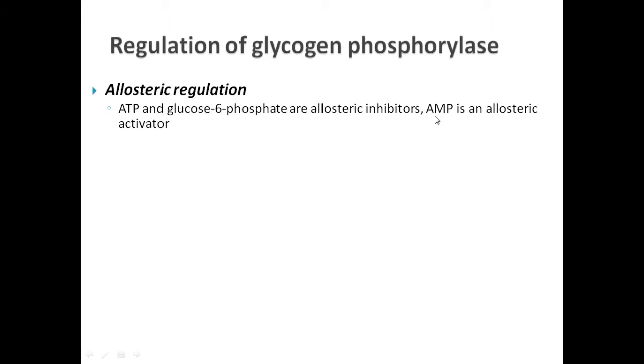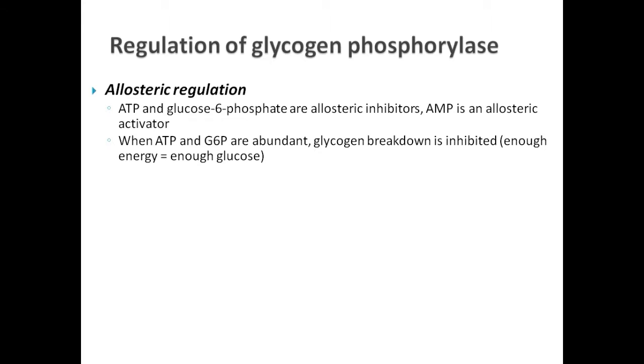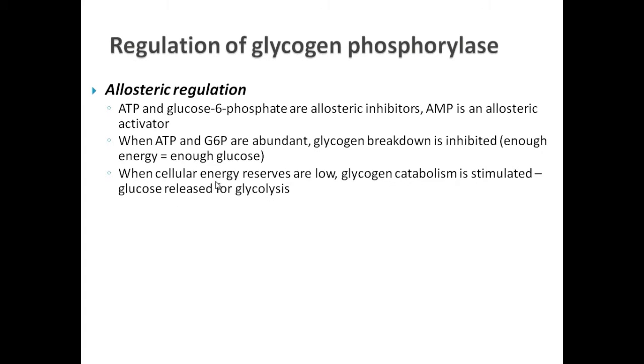However, conversely, AMP is an allosteric activator. AMP, of course, is the main signal in the cell that the energy conditions in the cell are low, and therefore it'll have to switch on processes which will allow the cell to make more energy, and the breakdown of glycogen, of course, is one of those. So when ATP and glucose 6-phosphate are abundant, glycogen breakdown is inhibited because there's already enough energy. But when cellular energy reserves are low, glycogen catabolism is stimulated and glucose is released for glycolysis.